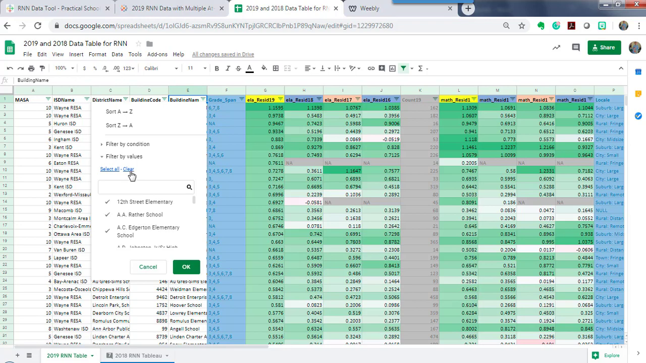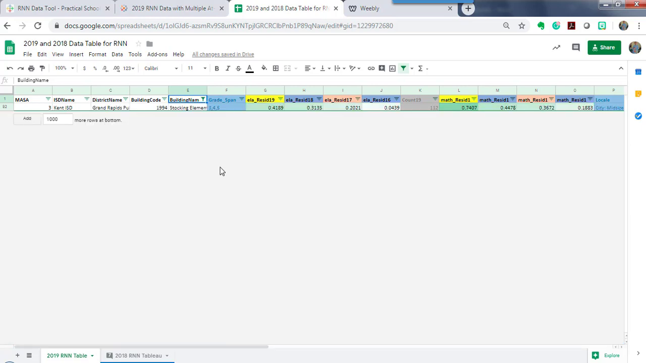For example, on the building, I can clear all the buildings so that nothing shows up. I can type in stocking and I click OK, and all I will see is Stocking Elementary, and it's the same data that you saw on the graph. They went from being basically on the line with a 0.04 to being well in the green at a 0.4. If you look at math, which we didn't look at graphically, they went from a 0.18 all the way to a 0.74. So tremendous improvement with Stocking, definitely something to celebrate there.